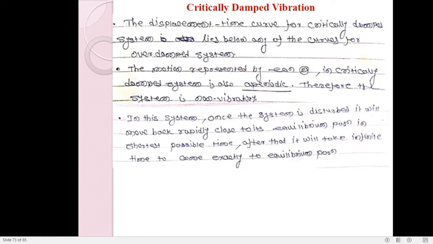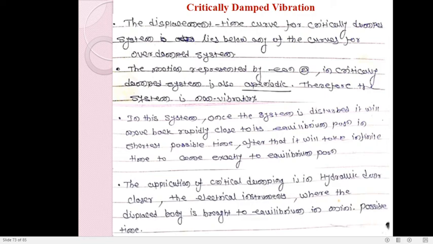In this system, once the system is disturbed, it will move back rapidly close to its equilibrium position in the shortest possible time. After that, it will take infinite time to come exactly to the equilibrium position. Applications of critical damping are found in hydraulic door closures and electrical instruments, where the displaced body is brought to equilibrium in the minimum possible time.